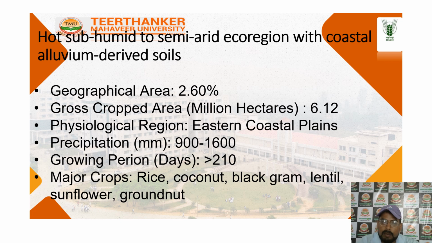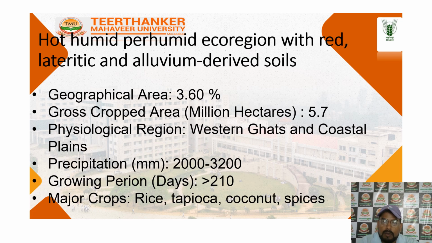Next is the hot subhumid semi-arid ecological region with coastal alluvial soil. The geographical area is 2.6%, and the gross crop area is 6.1 million hectares, and the region is basically in the coastal plains, and the annual rainfall is 900 to 1600 millimeters, and the growing period is more than 210 days, and the major crops grown in this region are rice, coconut, black gram, lentils, sunflower, and groundnuts.